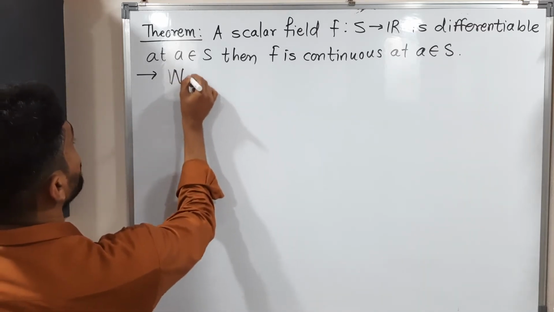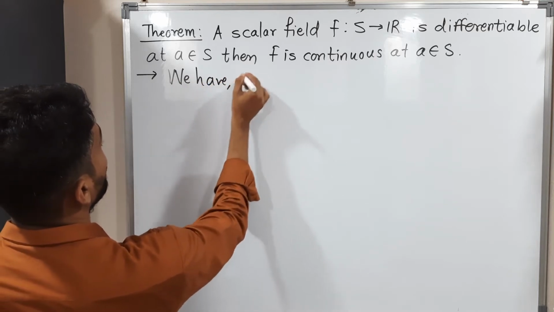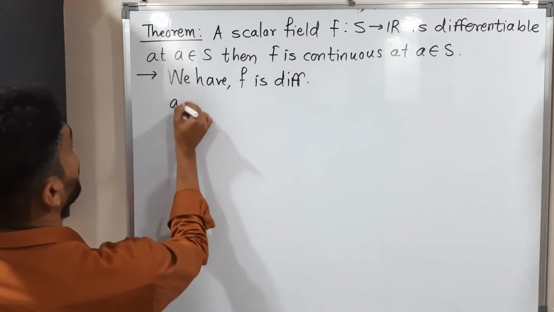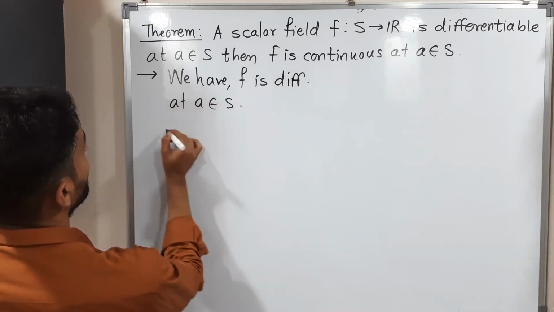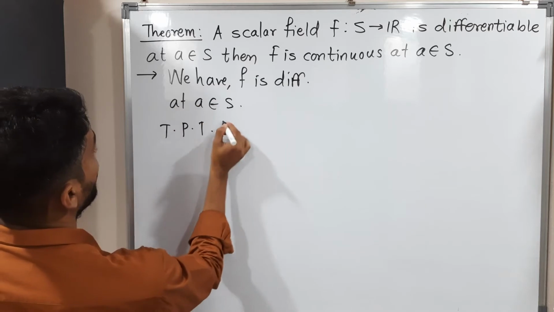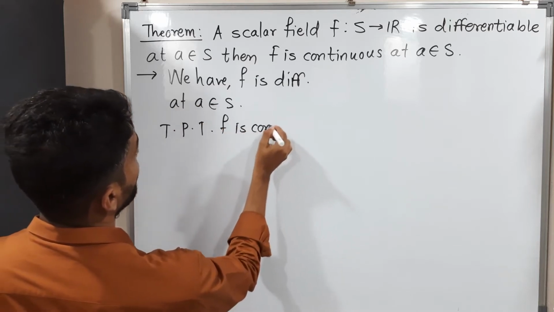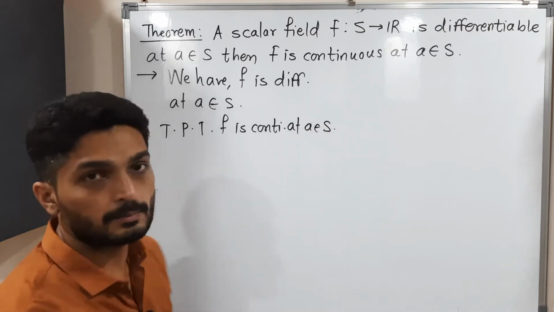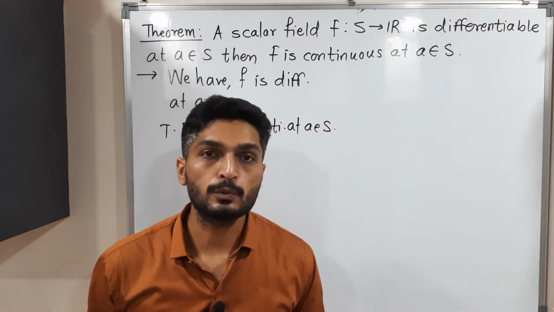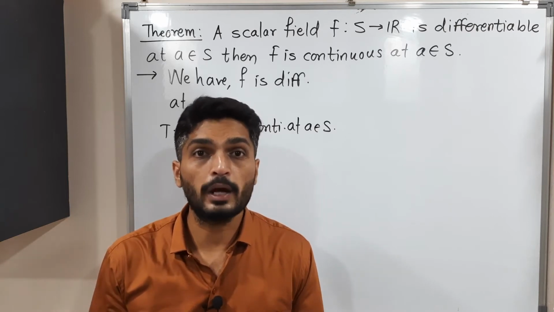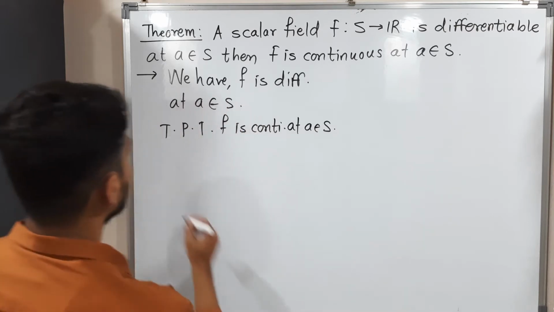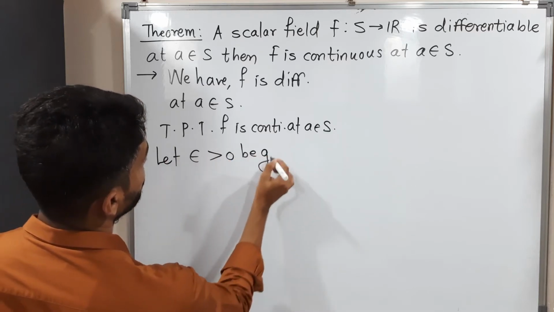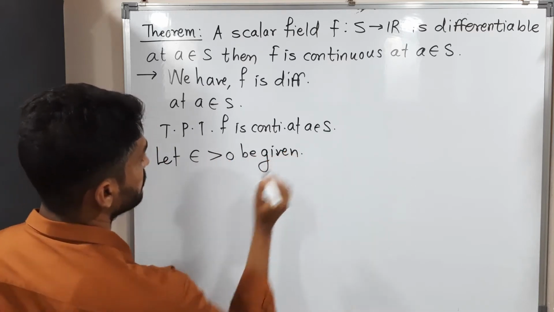We have f is differentiable at A belongs to S, and what we have to prove is that f is continuous at A belongs to S. So using the epsilon delta definition, we are going to prove it. For that, we need to have one epsilon first. Let epsilon greater than 0 be given.